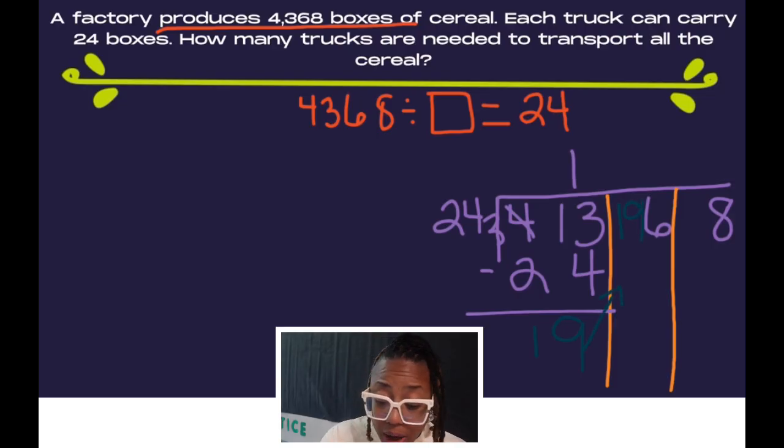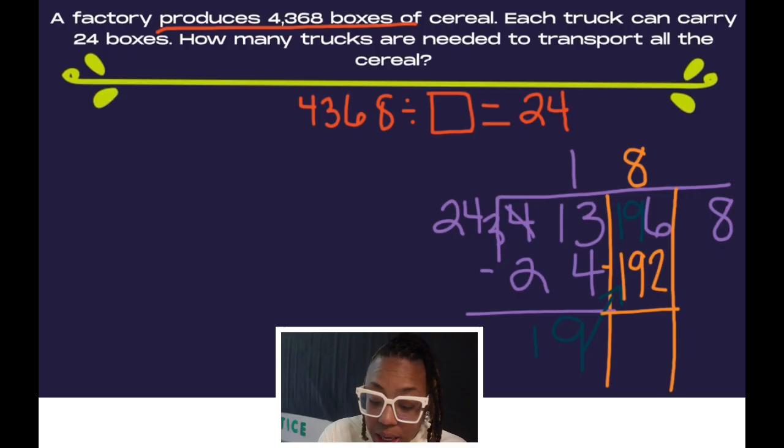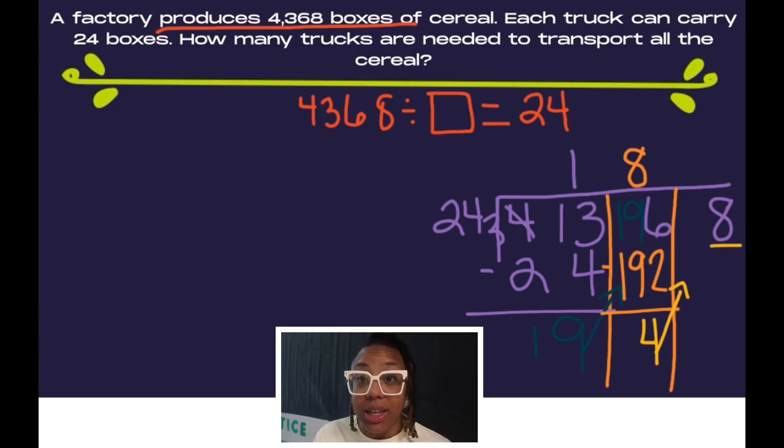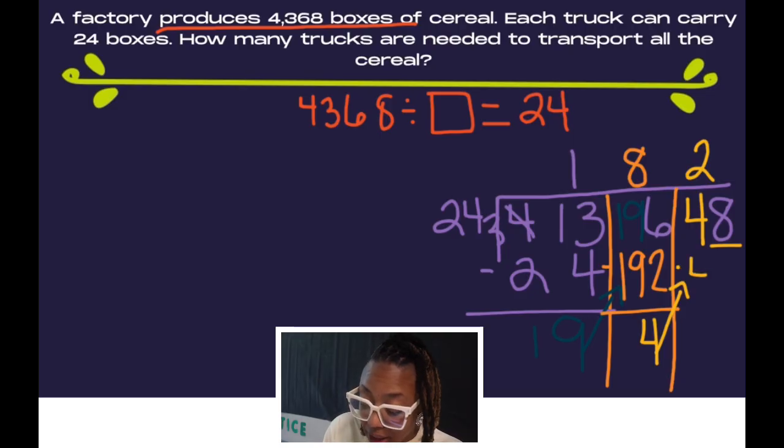So now I'm asking myself, how many groups of 24 can go into 196? Well, 24 times 8 gets me pretty close because that gets me 192. Once I'm finished subtracting, I am left with the difference of 4. And because I have a digit that is still here in my dividend, that 4 is going to go right up there in that section. 24 can go into 48 without going over 48 exactly 2 times. 24 times 2 gives me 48, which leaves me with the difference of 0.